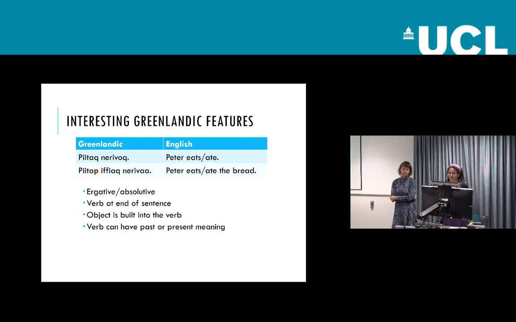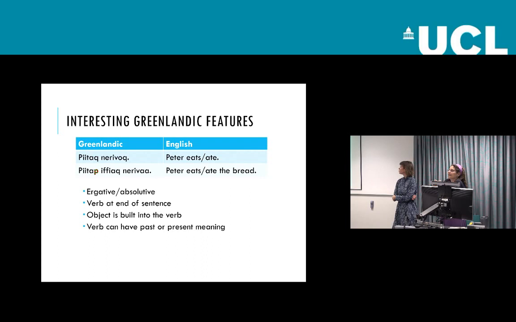And that is used for the subject of an intransitive verb, so the subject of a verb that doesn't have an object, like the first sentence. But then the same case is used for the object of a transitive verb, so the object of a verb that has got an object. So in the second sentence, you can see the second word, ifiak, that's the same case, it's the absolutive case. In this case, they both happen to end in Q, but they don't necessarily have to end in Q. But in this case, that makes it easier to recognize. You can see that piitak and then ifiak, they're both the same. That's like the basic form of the noun.